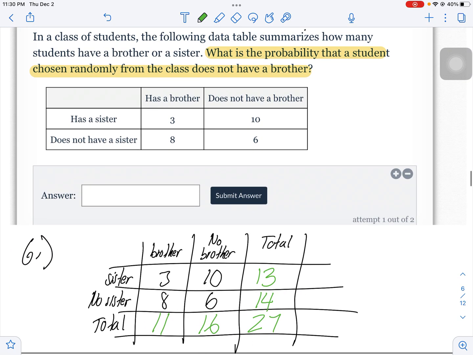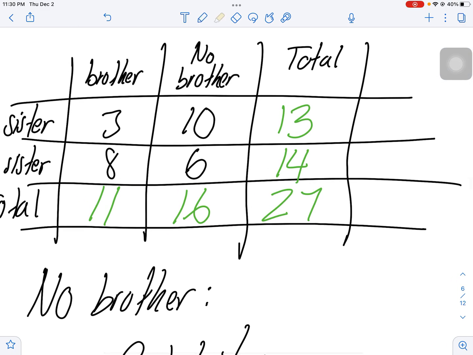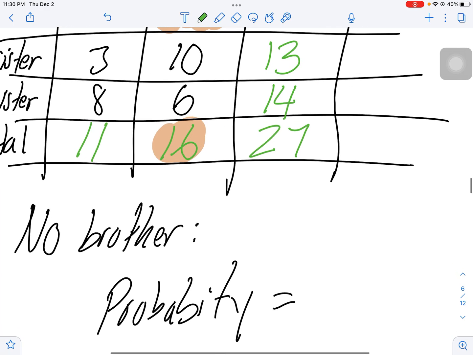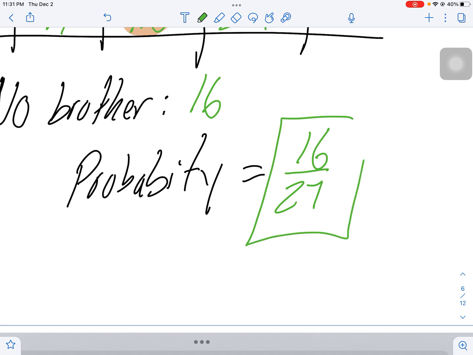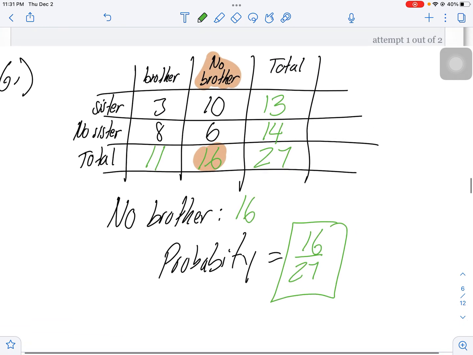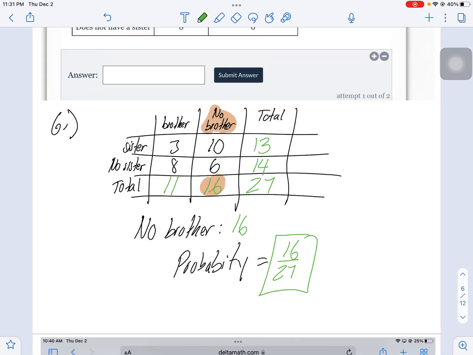So, what is the probability that a student chosen randomly from the class does not have a brother? Well, how many total students don't have a brother? 16. 16 students don't have a brother. Out of how many total? 27. So the probability in this question is 16 out of 27, or 16 over 27.